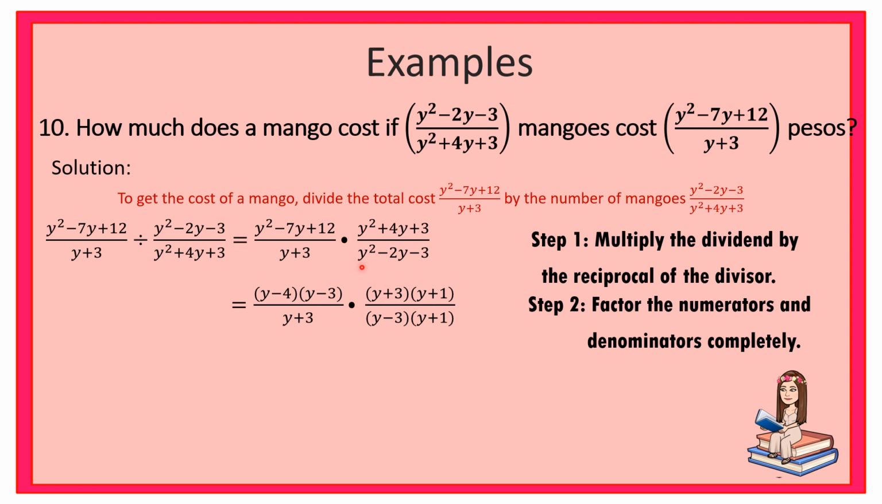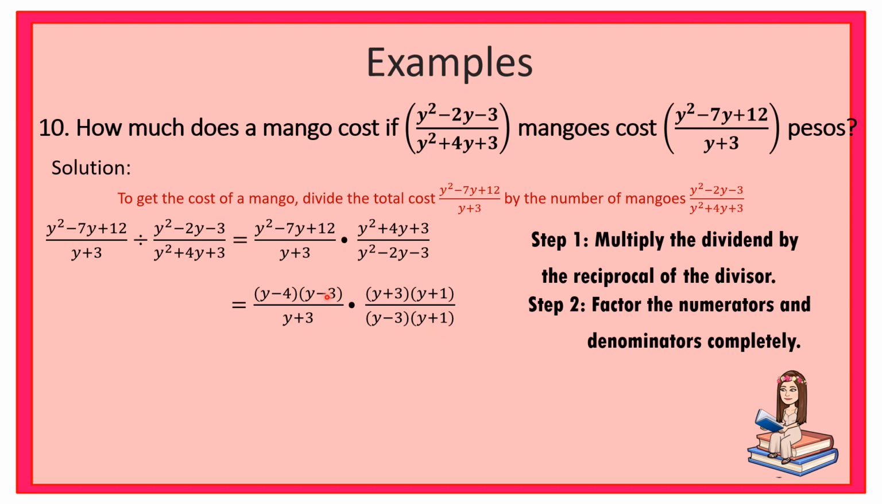Then, factors ng y squared ay y and y. Factors ng 3 na magiging 2 ay 3 and 1. This is negative, kaya magkaiba ng sign. This is negative, kaya ilagay yung negative sa bigger number. Kaya nakalagay siya kay 3. Sa kabila ay magiging positive. After factoring out, let us cancel things out.